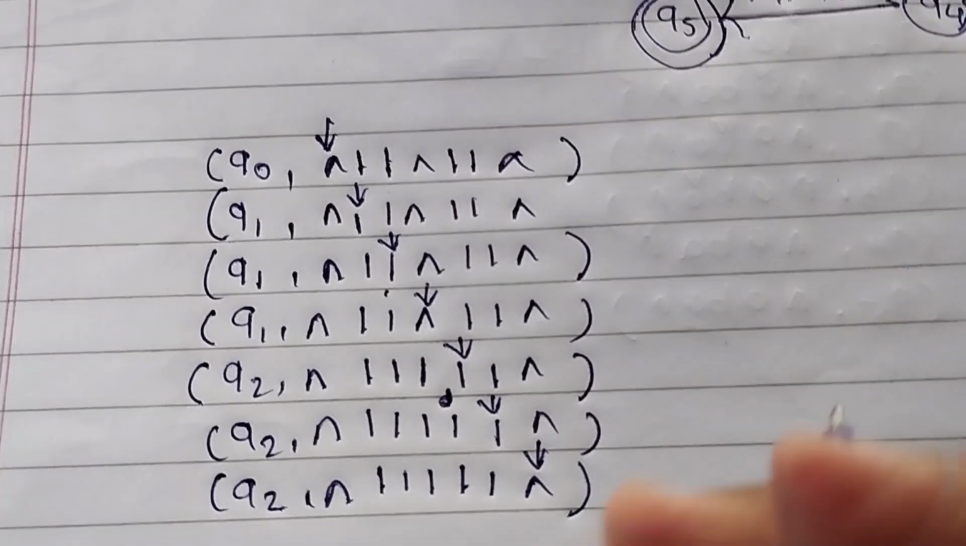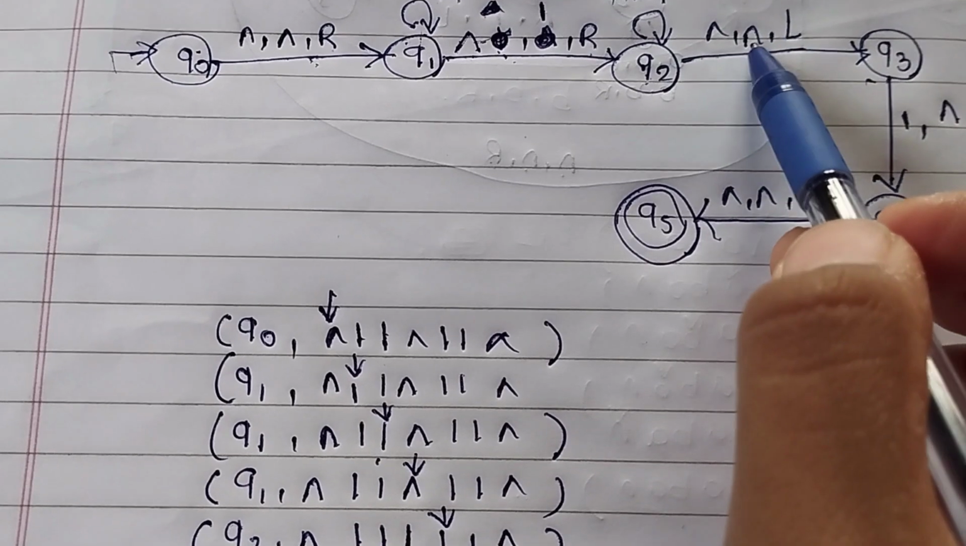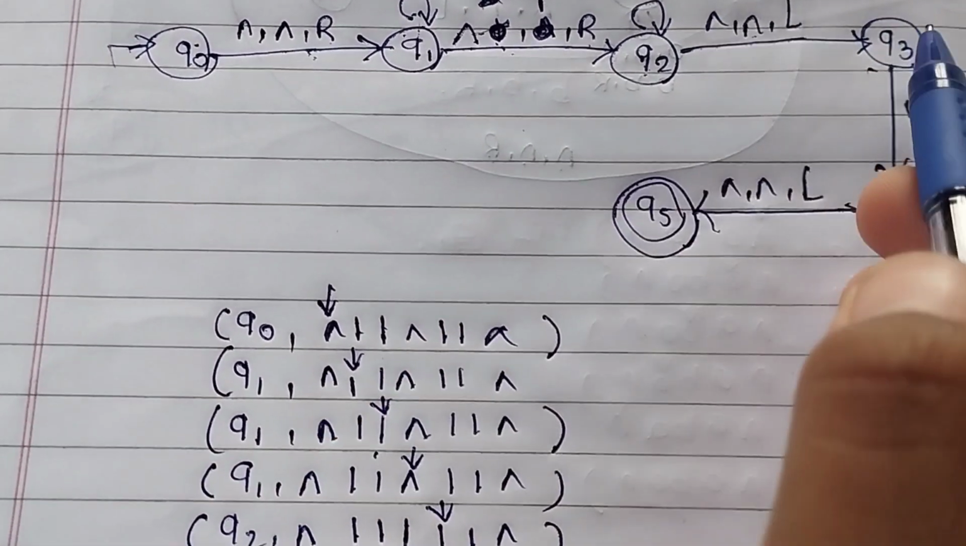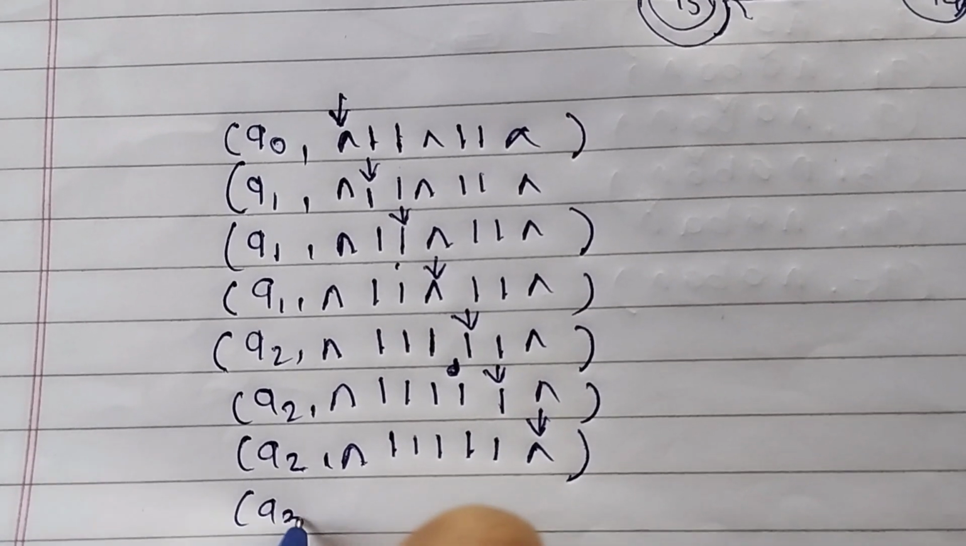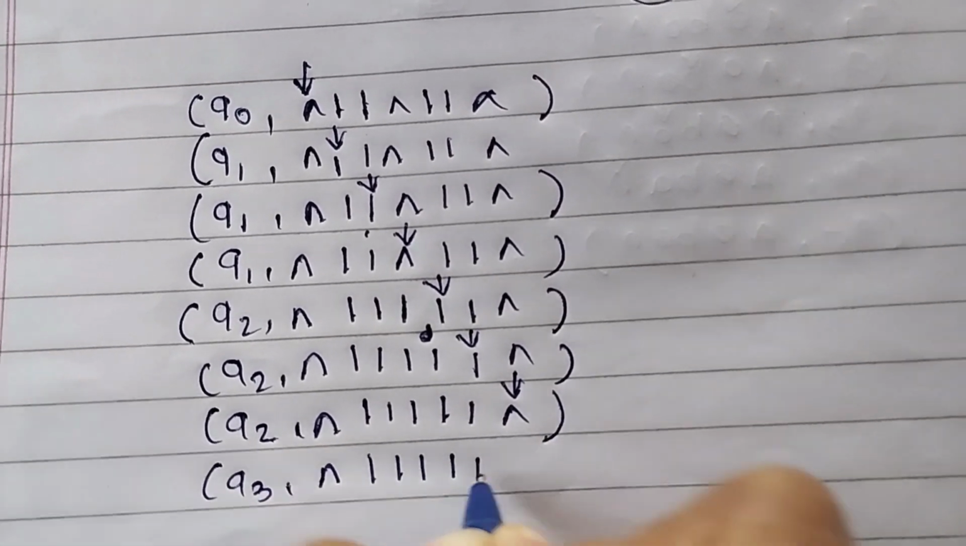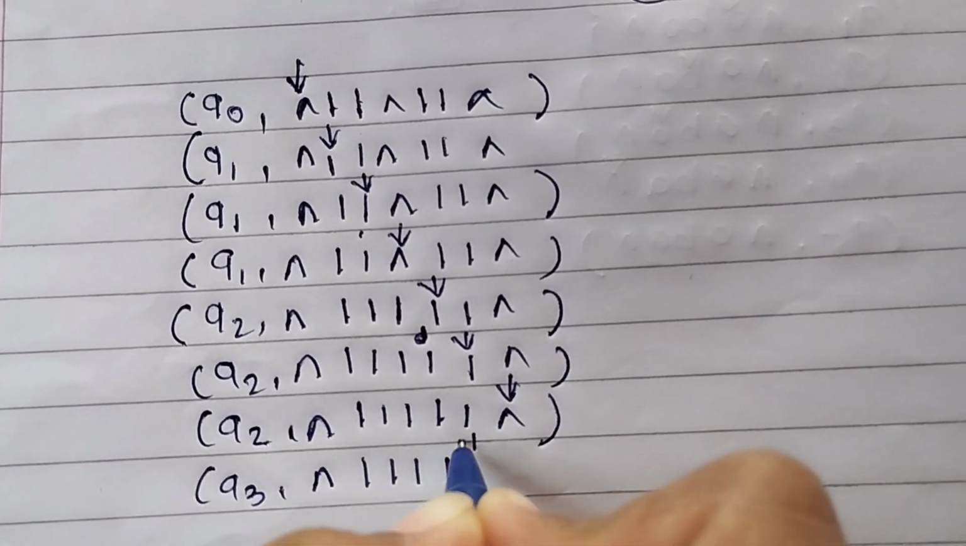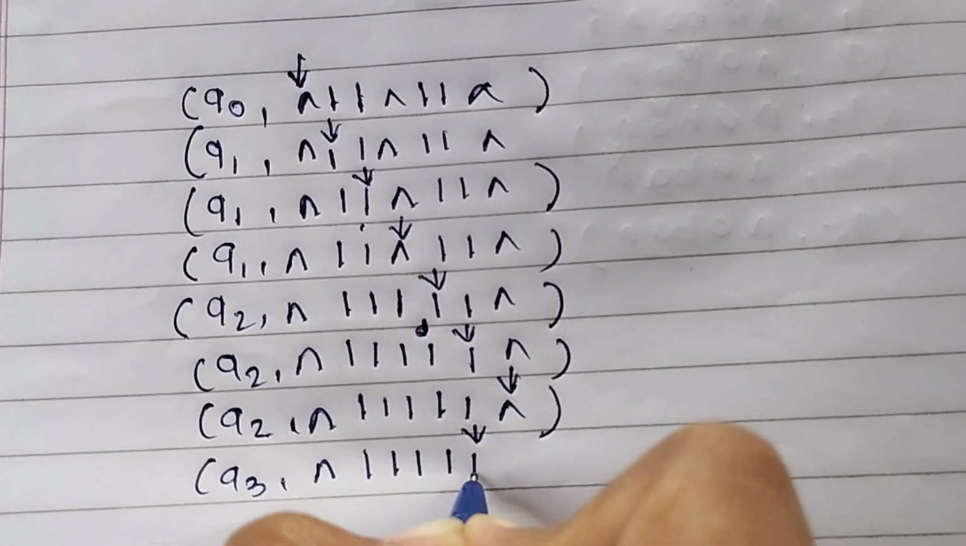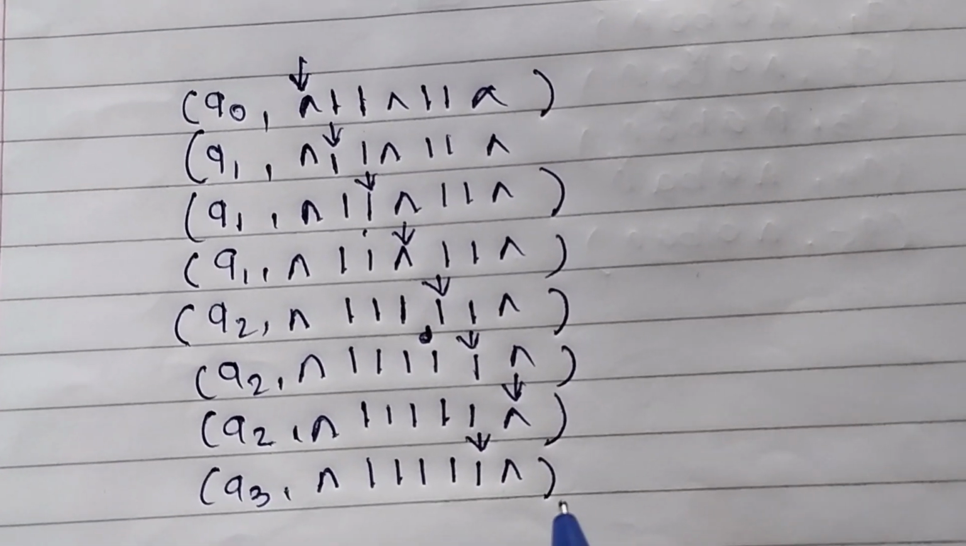and this 1 also write as it is, move to the right, means here now. When you read the null, keep null as it is and move to the left side, and we are in the Q3 state. So right here, Q3 state, null 1 2 3 4 5 and move to the left, means now the arrow indicates this 1 and null as it is.